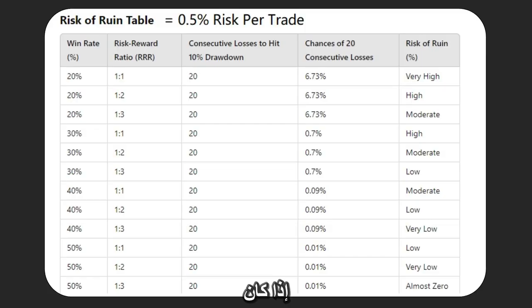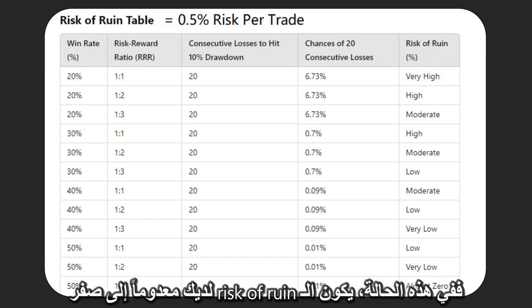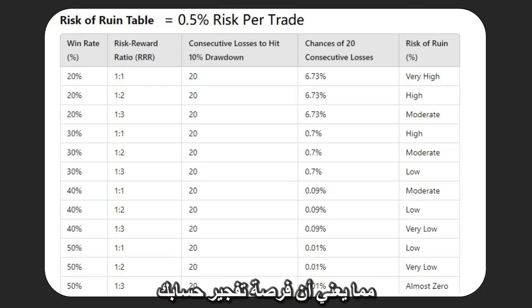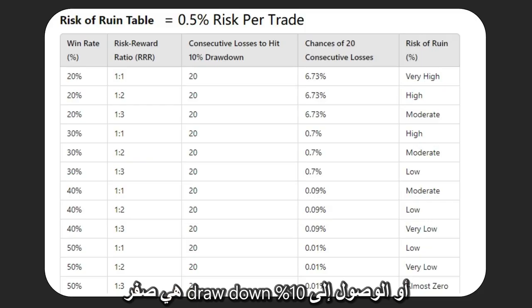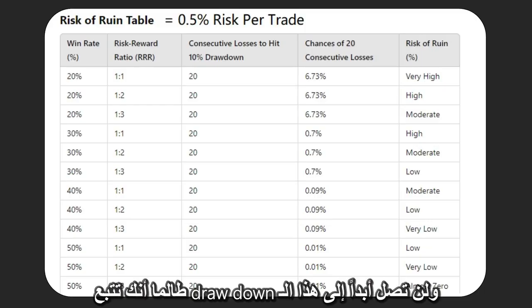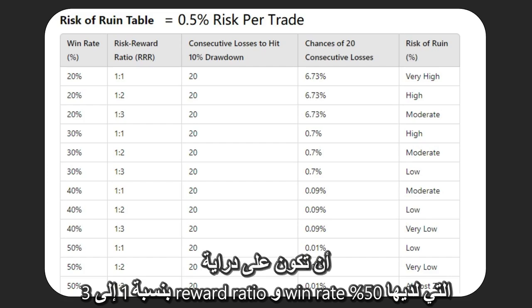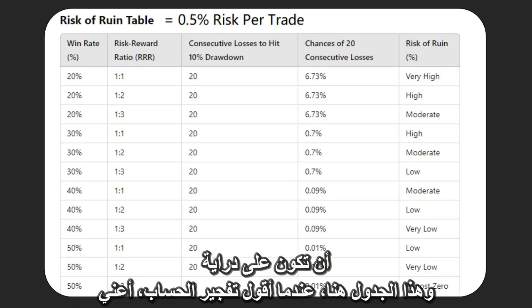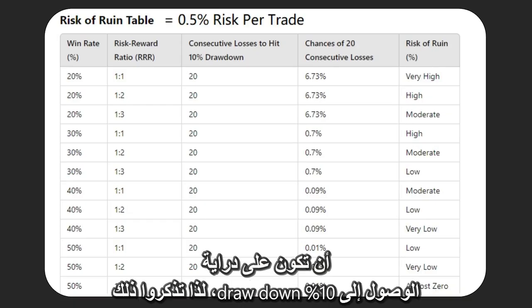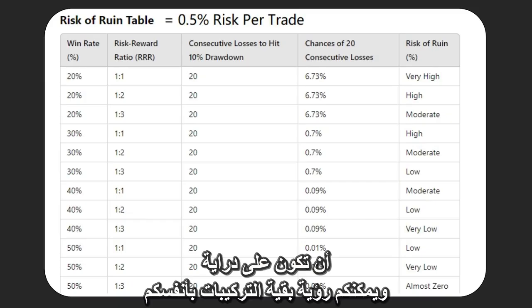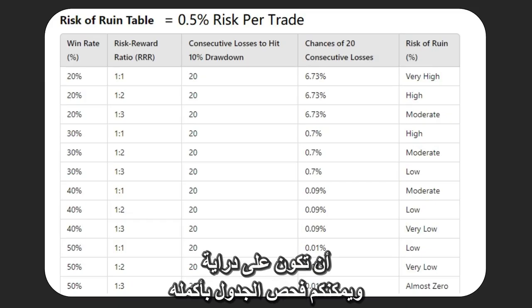If your win rate is 50% and your risk reward ratio is 1 to 3R, then your risk of ruin is zero, meaning your chance of blowing your account or reaching the 10% drawdown is zero, and you will never reach that drawdown as long as you consistently follow your plan. And in this table, by blowing the account, I mean reaching 10% drawdowns, so remember that. You can see the rest of the combinations for yourself and examine the whole table.